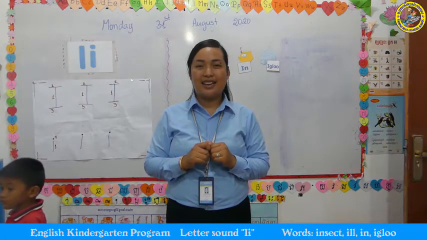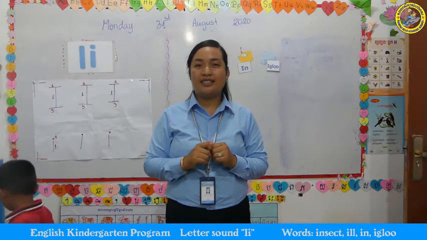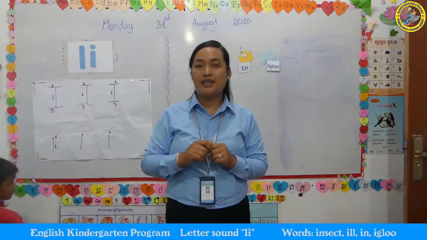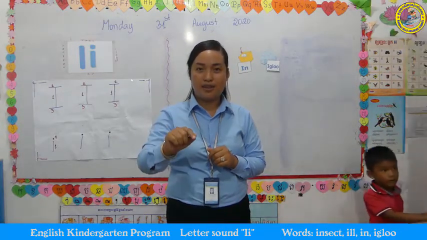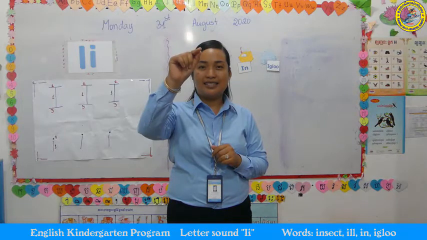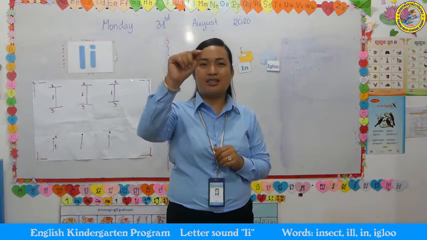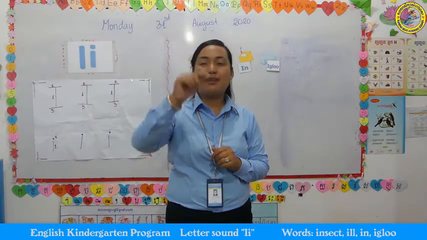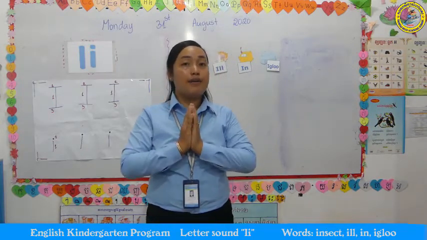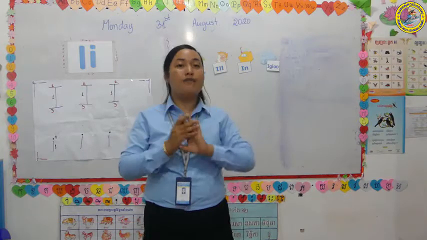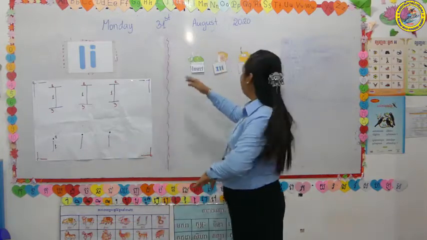Okay. Write a small letter I. Make a line in the middle and go to the bottom. And then, then what? Make a dot. Go to the middle and make a dot. Yeah, very good. Okay, everyone, we have four words that we learned today.